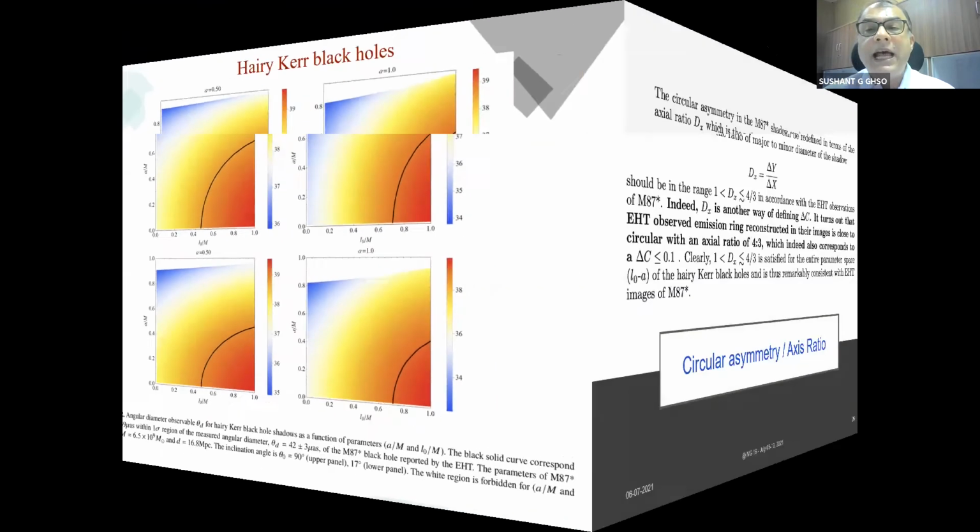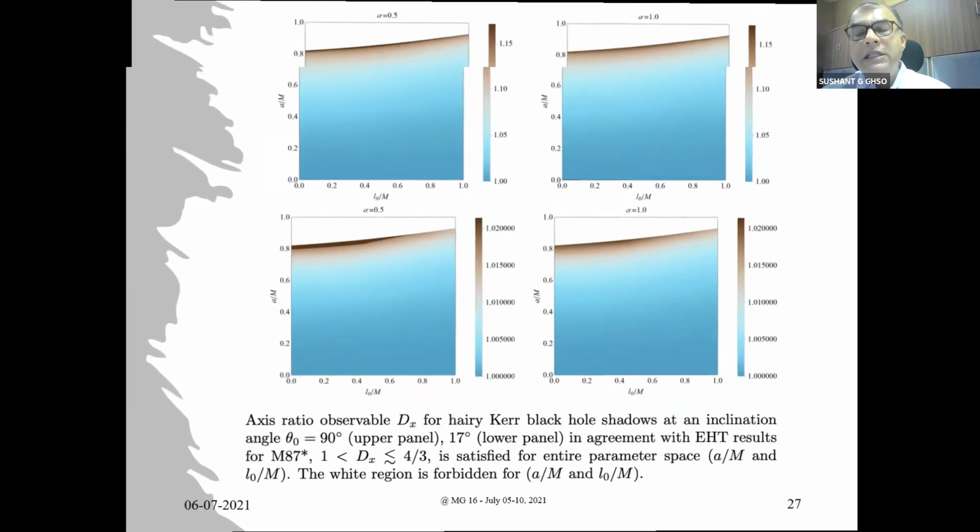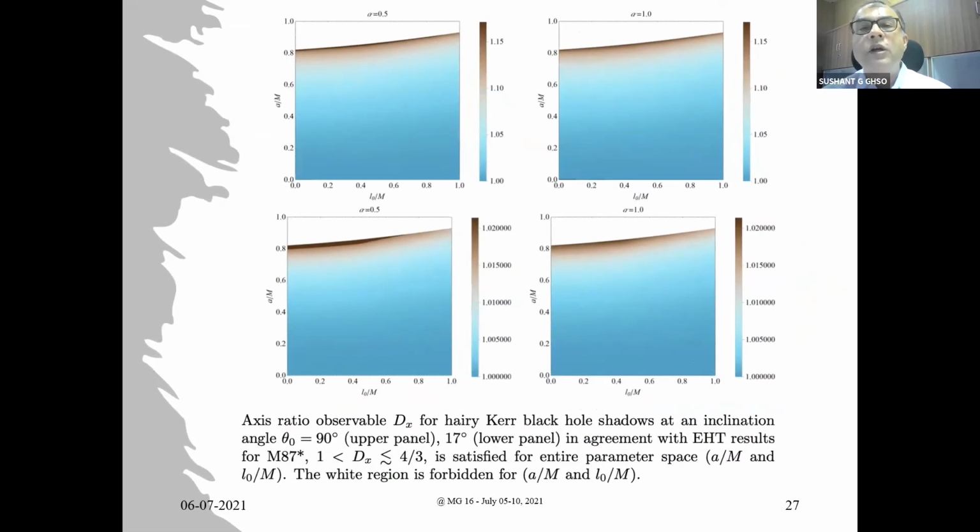Now, last is about the axis ratio. This is another way of measuring circularity deviation. So this is satisfied in the entire parameter space.